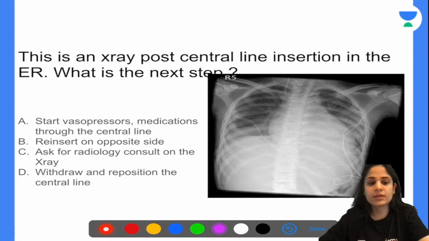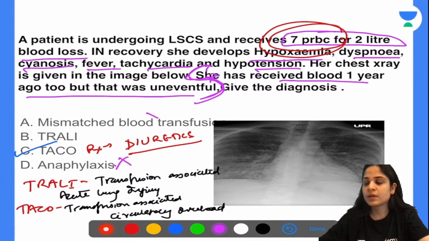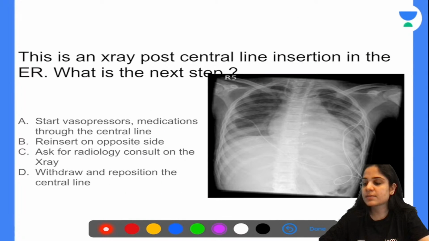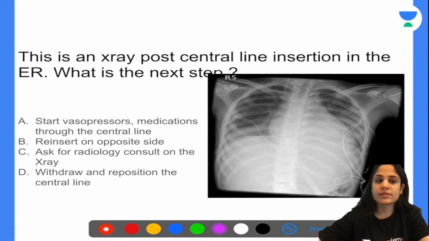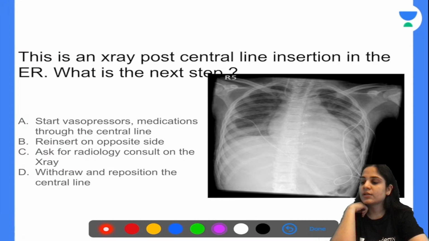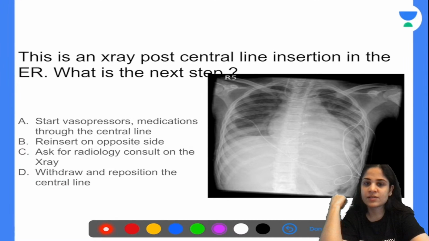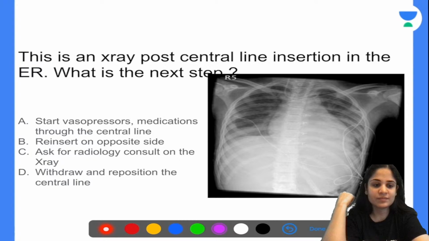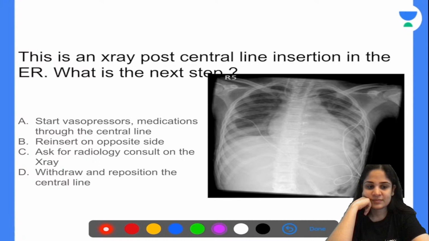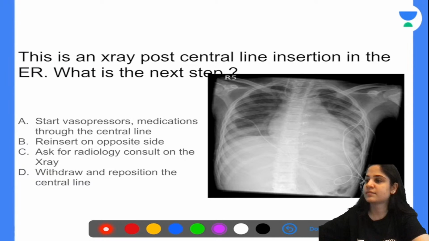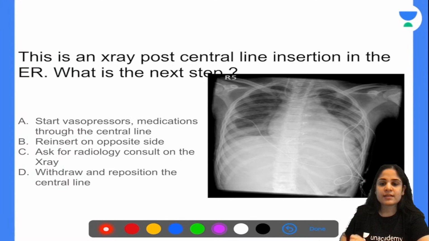This is an X-ray post central line insertion in the emergency room. What is the next step? Start vasopressors medications through the central line, reinsert the central line on the opposite side, ask for radiology consult on the X-ray, or withdraw and reposition the central line. This is not the morning question phase. This is different. If you feel this is the morning question, then have a good look at the X-ray. Answer is not A. Try to trace the central line.